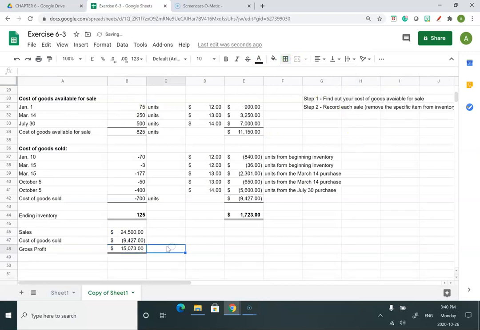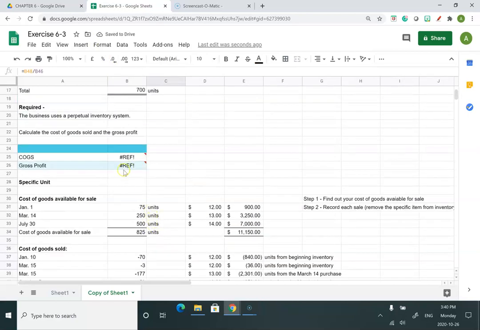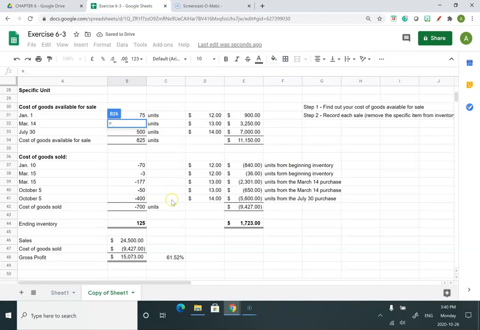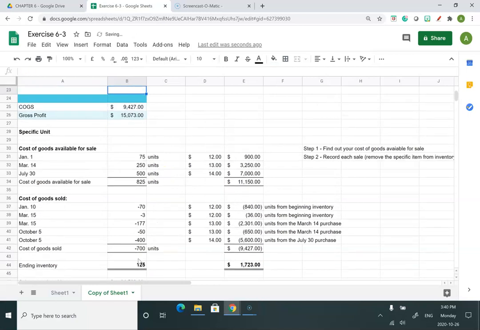And if I want to calculate my gross profit percentage, I can take 15,073 and divide that by 24,500. So that gives me 61.52%. So in this question, it only wants the cost of goods sold. So I'll do the 9,427. And again, don't put that in as a negative. And then it wants the gross profit. So in these questions, they could ask you for ending inventory, cost of goods sold, gross profit, or gross profit percentage.